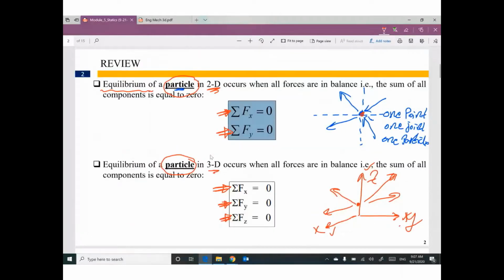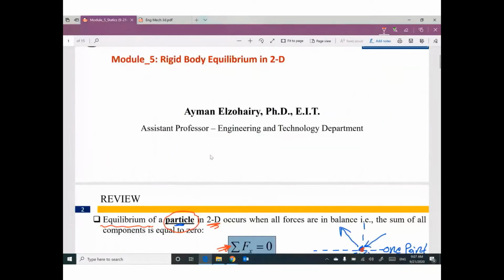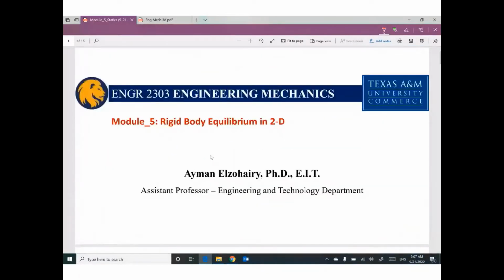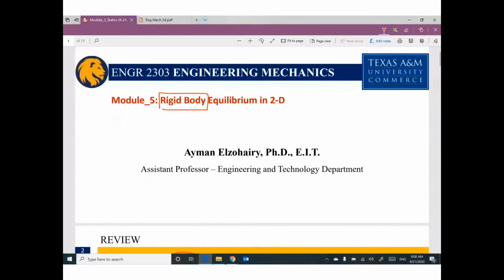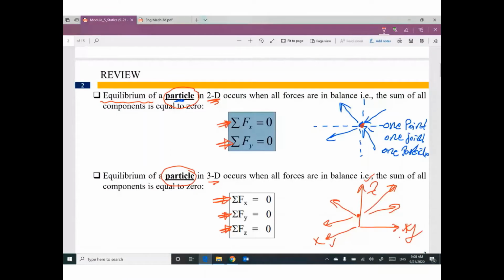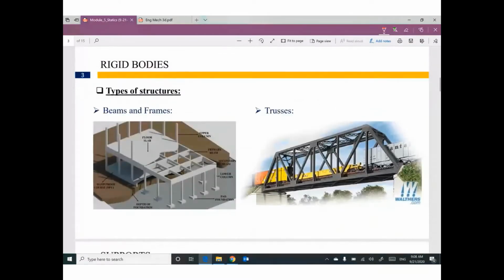But today our topic is rigid body. We have a body. It's not one particle. We will talk about a rigid body, and we will talk a little bit about some kinds of structures: the first is called beam, the second is called frames, the third is called truss.